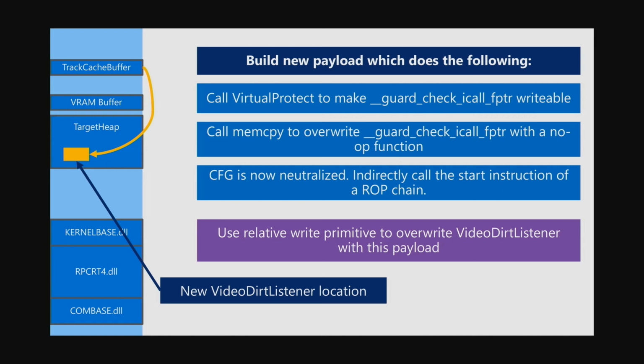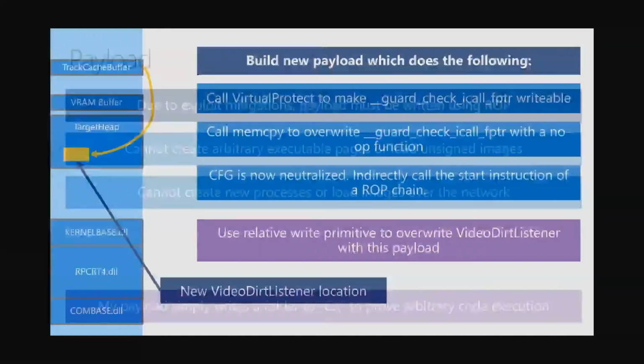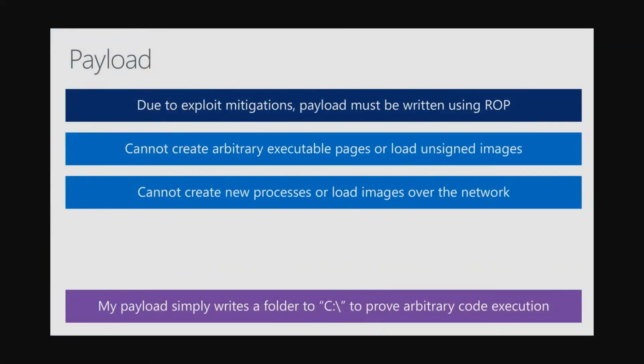So I use the relative write primitive to overwrite the new VideoDirtListener object with this payload. And I guess it's worth mentioning that this payload was fairly simple. Due to all of the exploit mitigations that have been applied to the VM worker process, any payload you write has to be full ROP. And I didn't really have time to create a super complicated ROP payload. And so I opted to do something a bit easier, which is that I just wrote a ROP payload that would create a new folder on the hard drive, just so that I could demonstrate that I do, in fact, have arbitrary code execution.